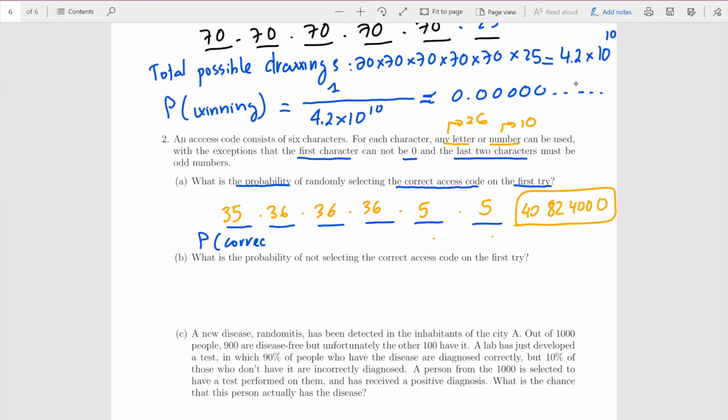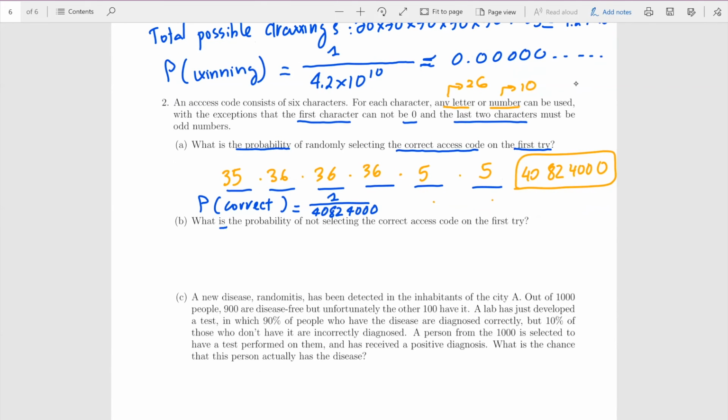Correct, divided by total possible access codes that you can generate using these rules. Okay. Again, the probability of getting the correct access code on the first try is pretty small.